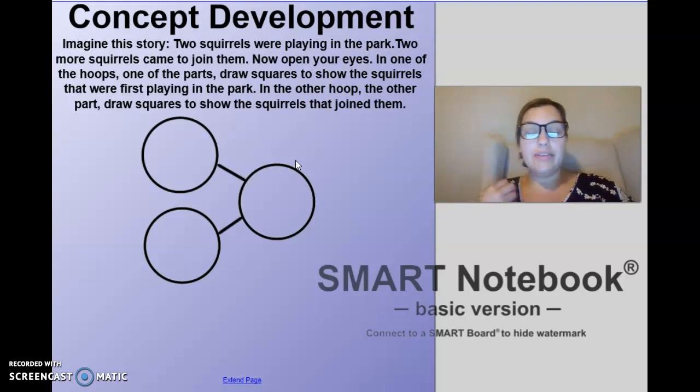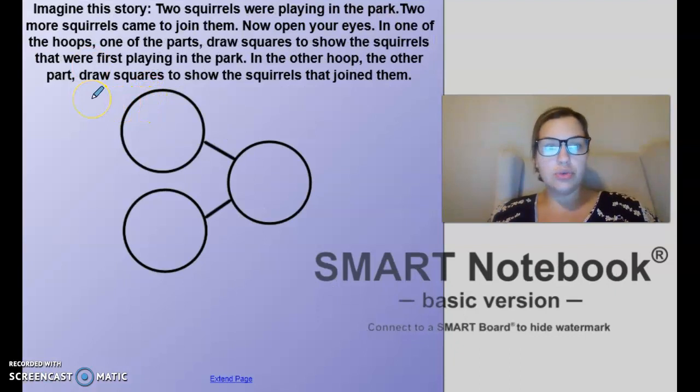Okay, so we have to imagine this story. 2 squirrels were playing in the park. 2 more squirrels came to join them. So, we just heard our 2 parts. We need to draw squares to show the squirrels. So we had 2 squirrels as one of our parts. Okay, 1, 2. And I want you to do the same thing on your paper for me, okay?